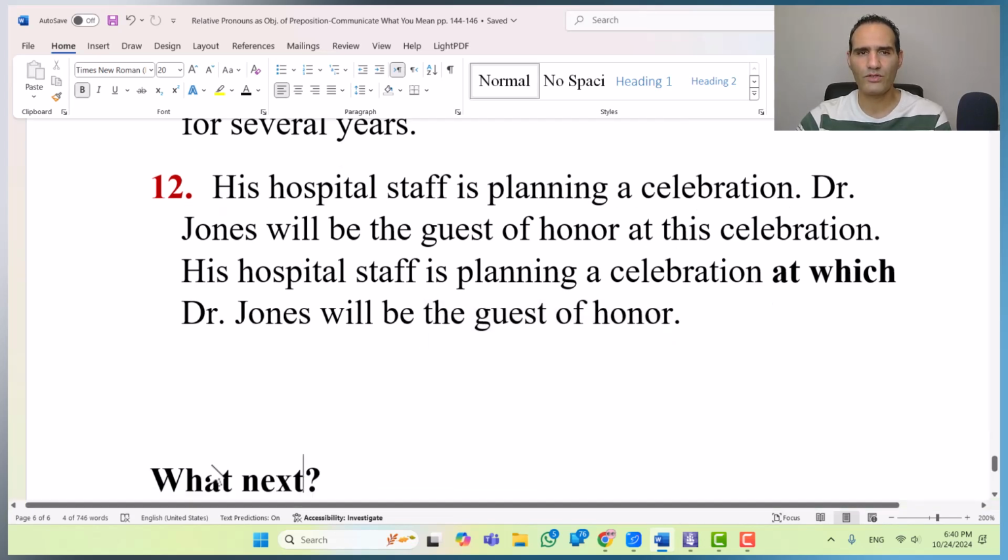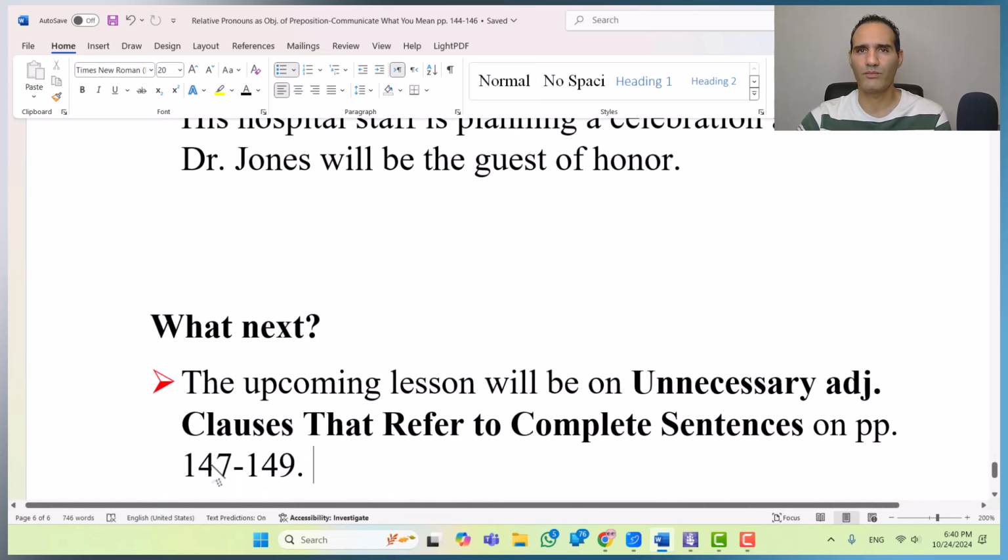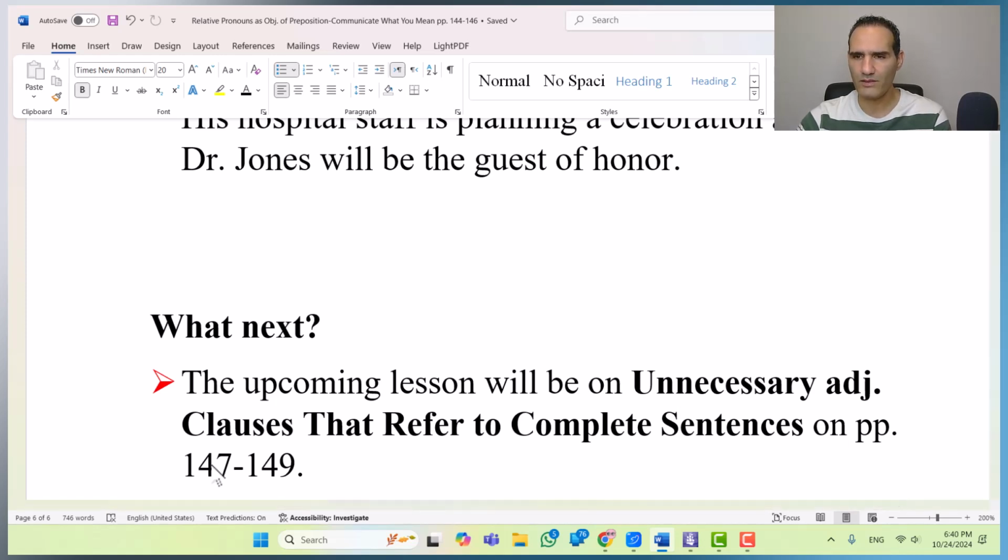Okay, this was our unit talking about relative pronouns as object of preposition. Our upcoming lesson will be about unnecessary adjective clauses that refer to complete sentences, covering pages 147 to 149. And after that, only there is the reduction of adjective clauses. It will mark the end of the adjective clause chapter for us. After that, we will go to the noun clause.